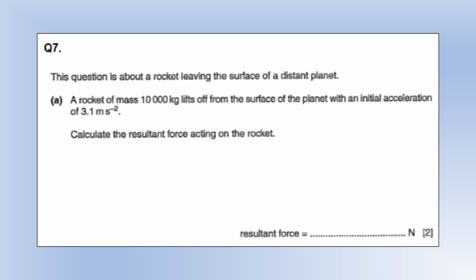Okay, so the question is about a rocket leaving a distant planet. We've got a rocket of mass 10,000 kilograms and its initial acceleration is 3.1. What's the resultant force? F equals ma will tell us that, fairly straightforward.